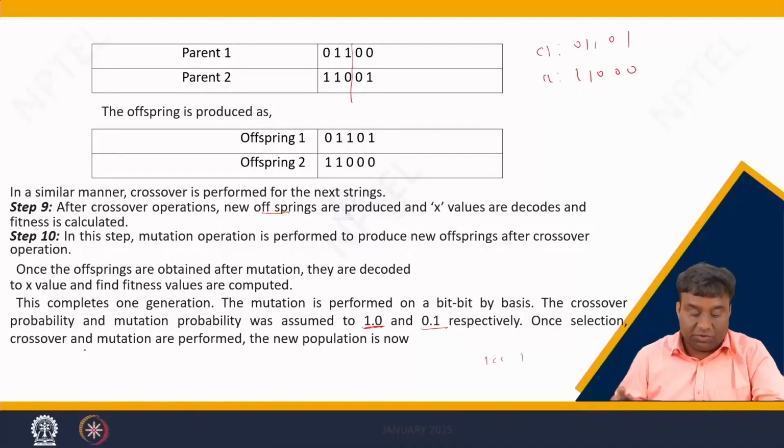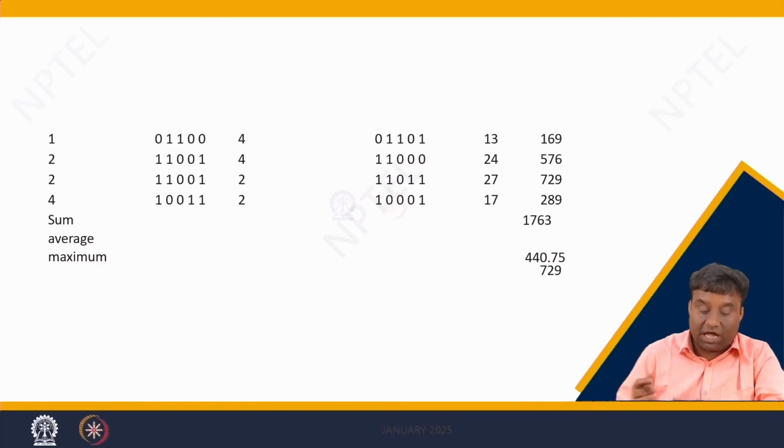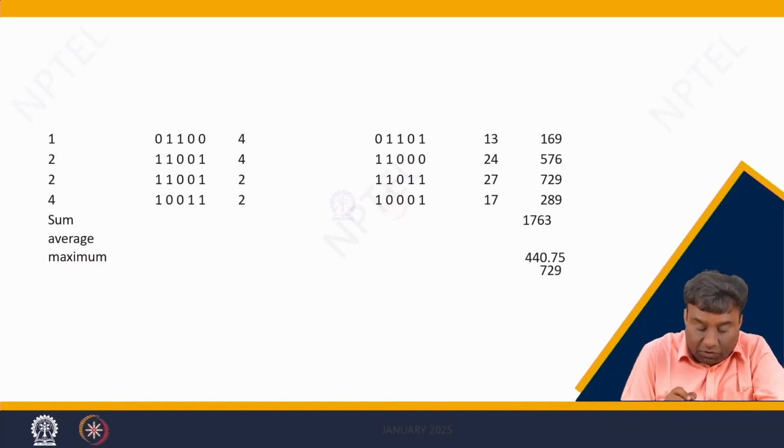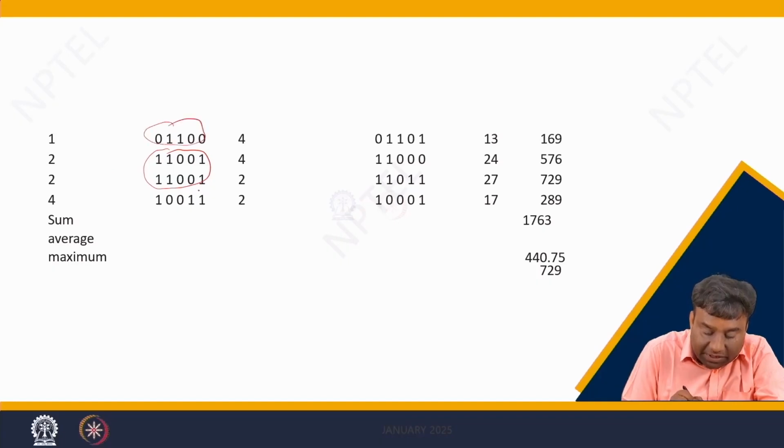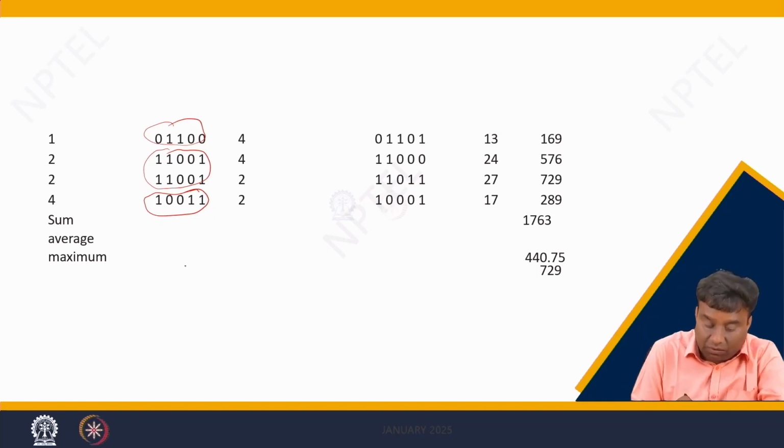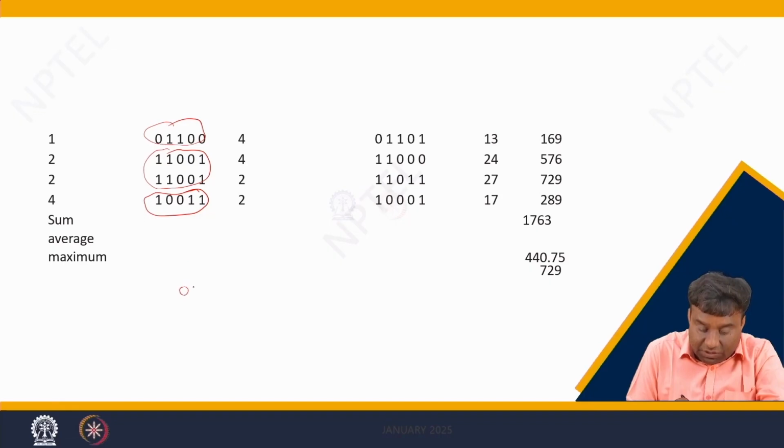Once the selection, crossover and mutation are performed, we get the new population. So that is the population after the crossover. Here I said this one is selected 2 times, this one is selected 1 time, and this one is also selected 1 time. So here we do the crossover. The crossover is between strings 1 and 2, that is 0, 1, 1, 0, 0 and 1, 1, 0, 0, 1. I am doing the crossover after this point.